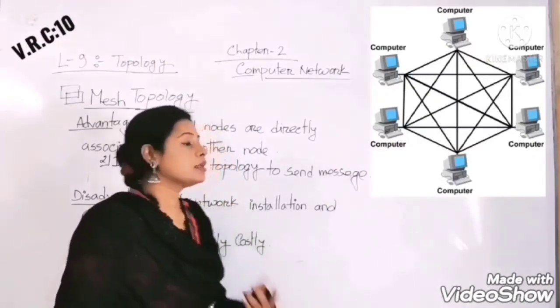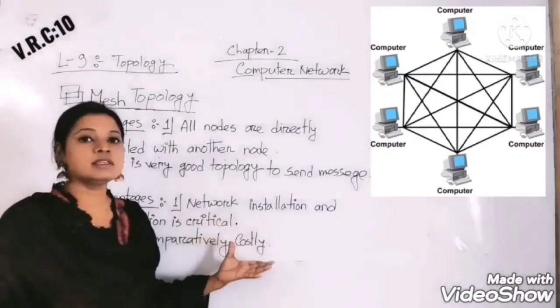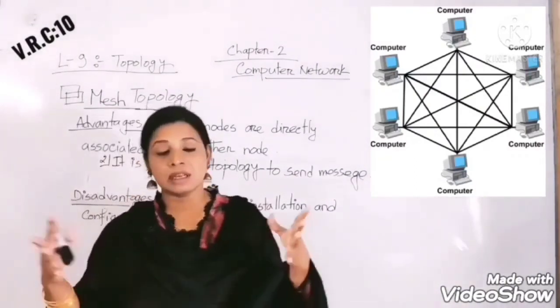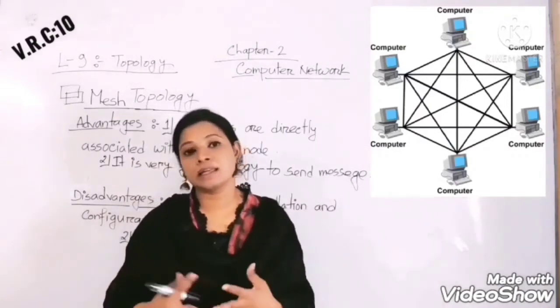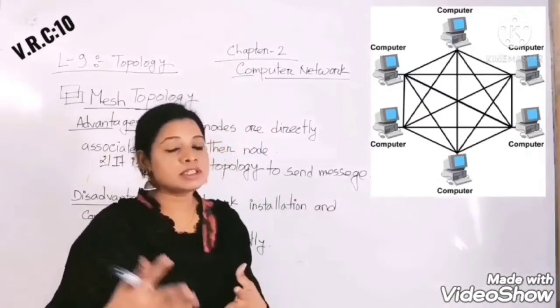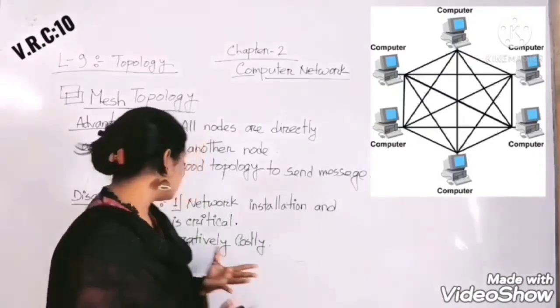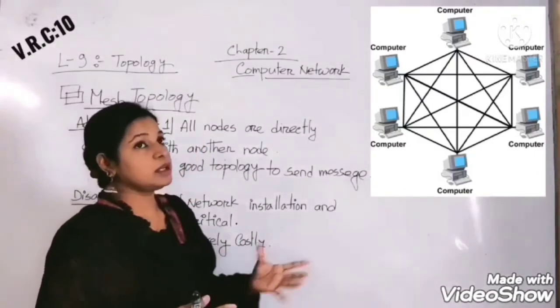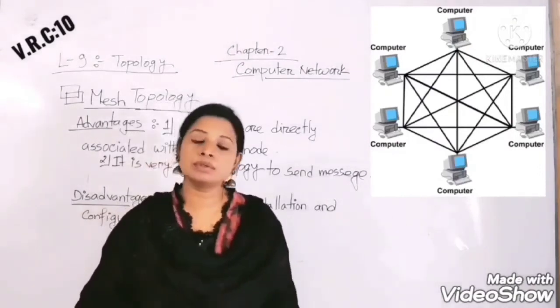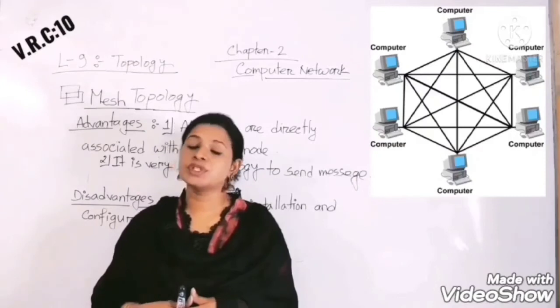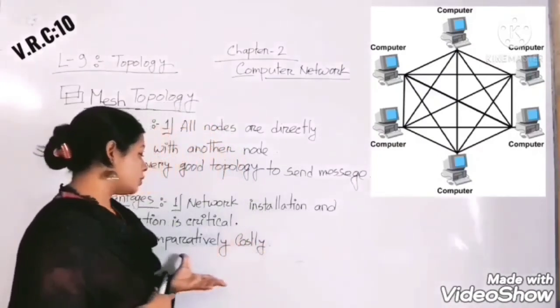Now see, the diffusion is critical in this network. Yes, it is a large network system, a large topology, and computers are connected in a number of ways, so it is obviously critical. The setup and system configuration is a little critical and comparatively costly because a huge amount of cable is required here and a number of routers we use to create this type of network.